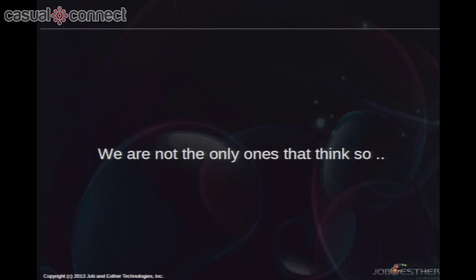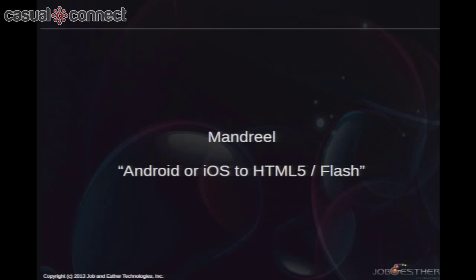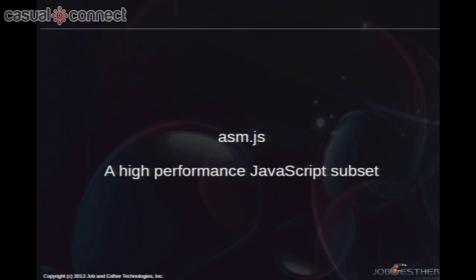So in terms of trends, have you heard of this? Have you heard of a tool called Emscripten, if that's what it's pronounced? That's another tool. It converts C++ code into JavaScript. There's another product called Mandrill that converts Android or iOS to HTML5. There's another project called asm.js. Have you heard of this?